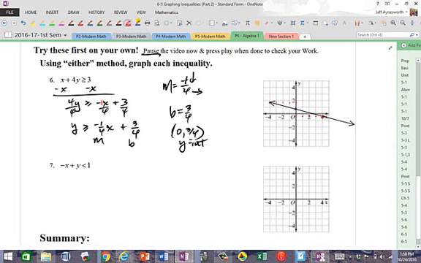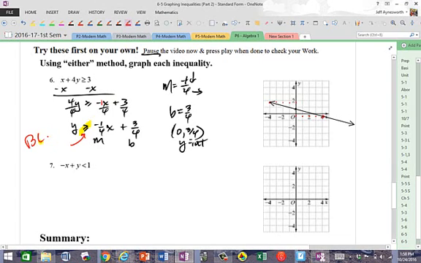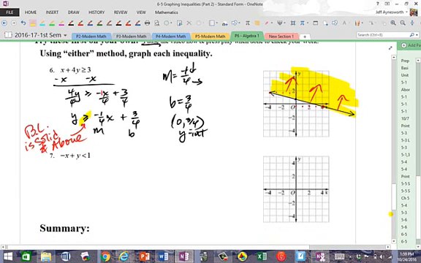Now, from what I see here, I'm looking right here. I can see that the boundary line is solid because of the equal to part, and solutions are above. So solid and above basically. Okay, so I go up. Solution region is up here. Okay, that's how it's done, my friends. Okay, now you try the last one. Okay, pause the video.